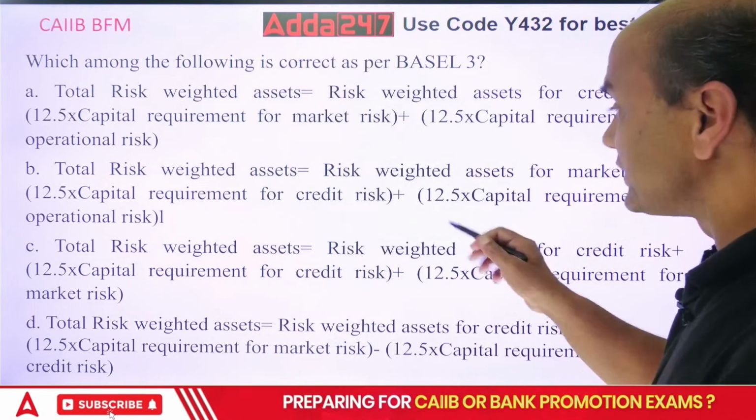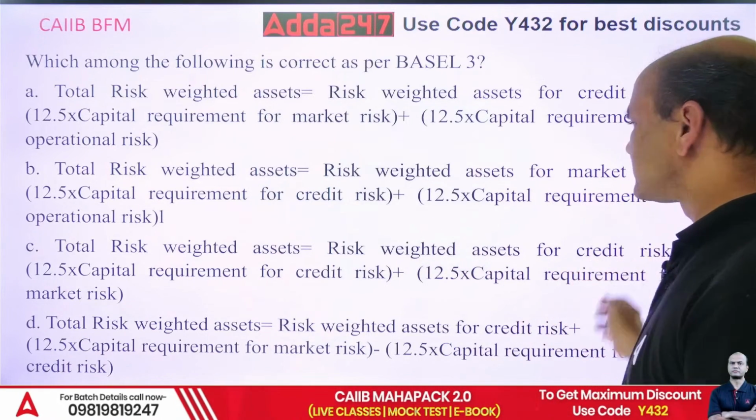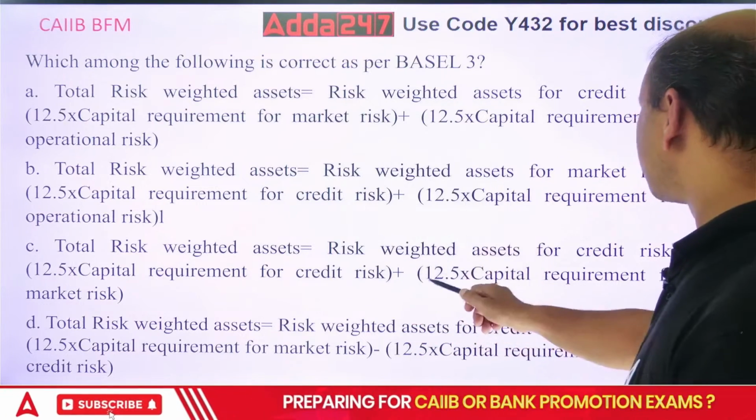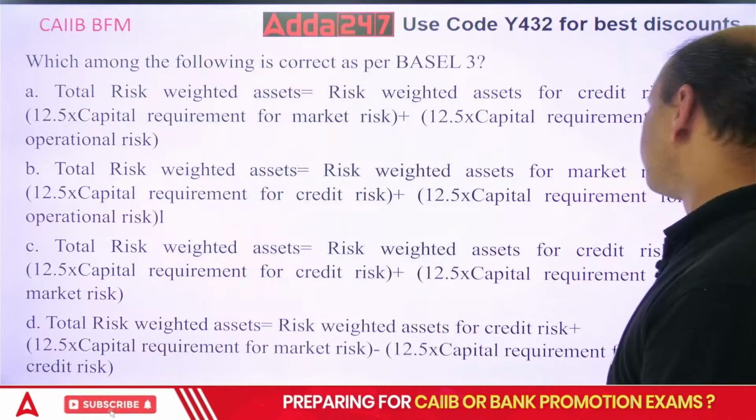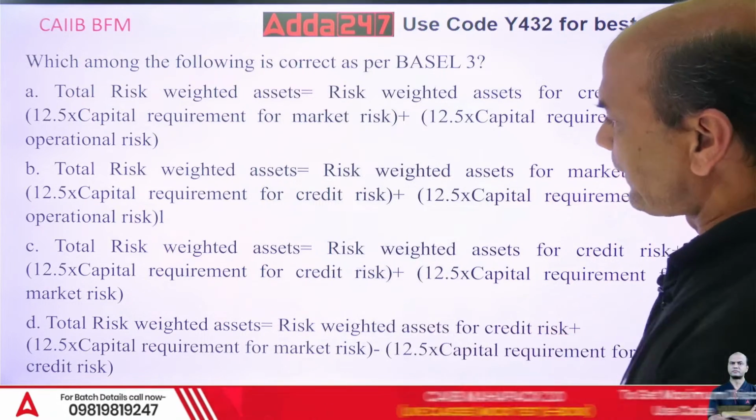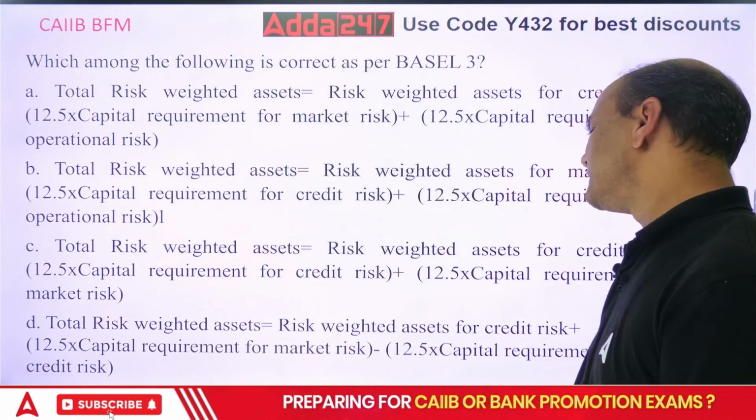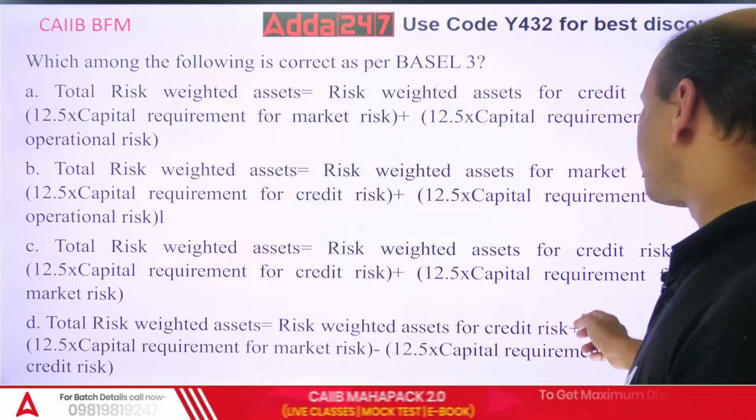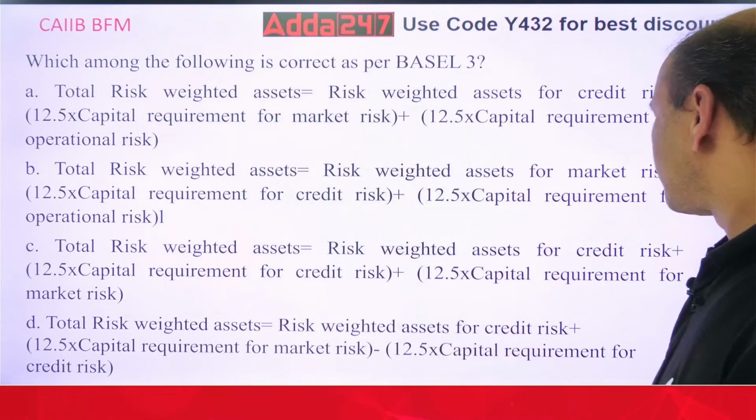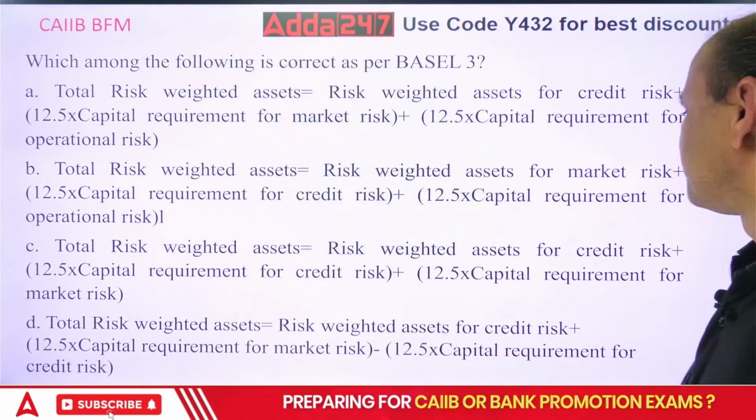C. Total RWA equals risk weighted asset for credit risk plus 12.5 into capital requirement for credit risk. See, both are credit over here. Plus 12.5 into capital requirement for market risk. D. Total risk weighted asset equals risk weighted asset for credit risk plus 12.5 into capital requirement for market risk plus 12.5 into capital requirement for credit risk.